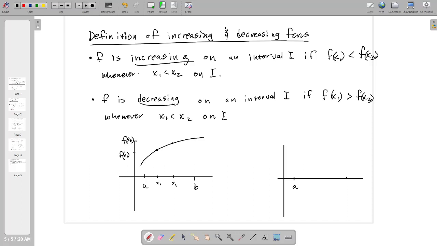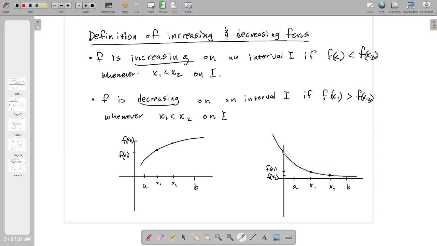Similarly, if we have this interval AB and we have an x1 and an x2, where x1 is less than x2 on our interval I, then we say that f is decreasing if f of x1 is greater than f of x2, meaning that the y value is higher for x1 than for x2. So notice here that x1 comes before x2 in the direction of increasing x, so x1 is less than x2. It's to the left of x2. But the y value is actually higher. So our curve is coming down.